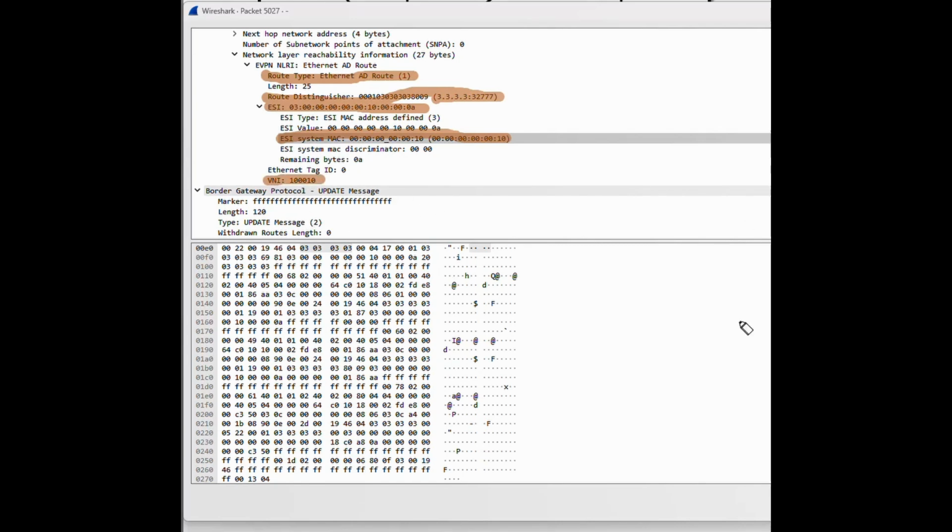So friends, this was a very detailed overview of EVPN route type 4 and EVPN route type 1.